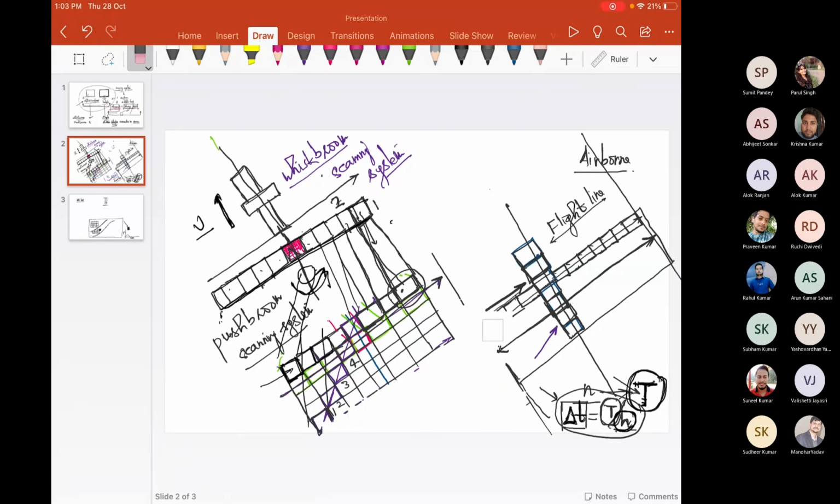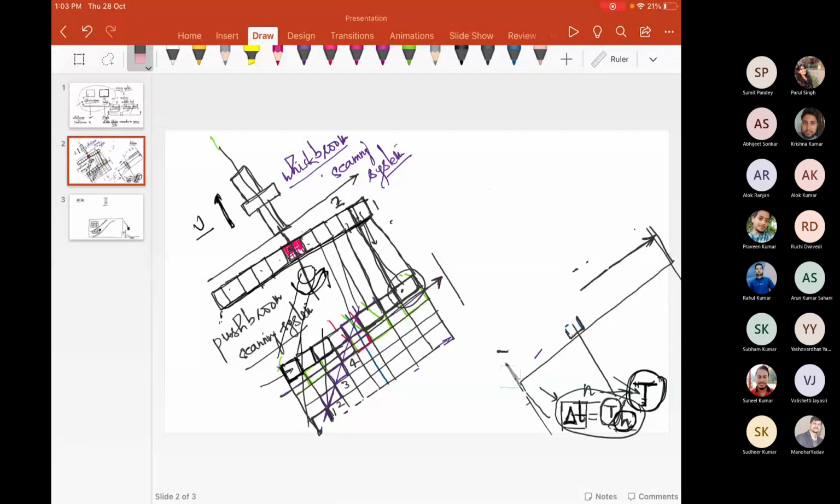If there is any doubt related to type of scanning system on the basis of architecture of data acquisition, okay, then you can discuss that part if there is any query related to that.